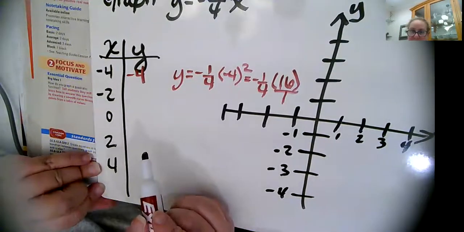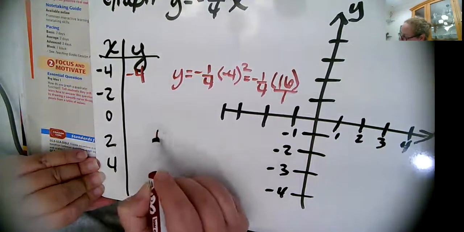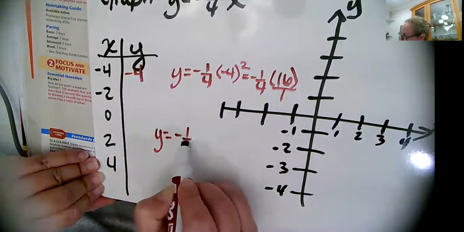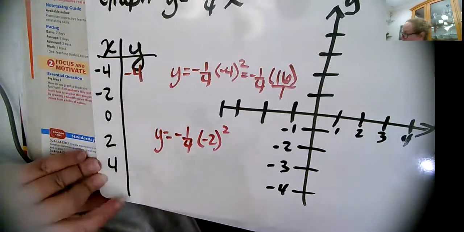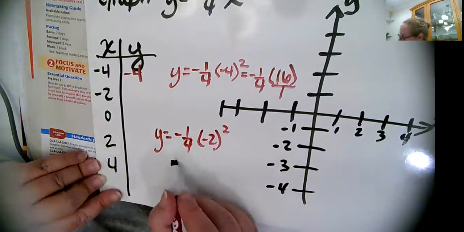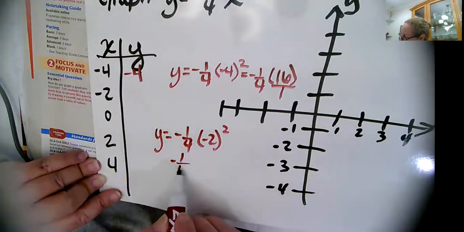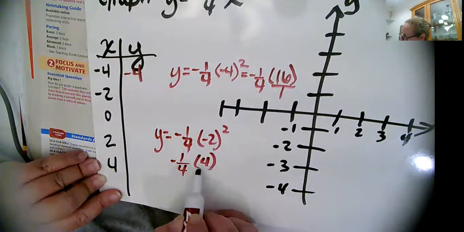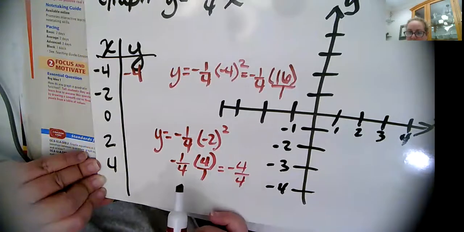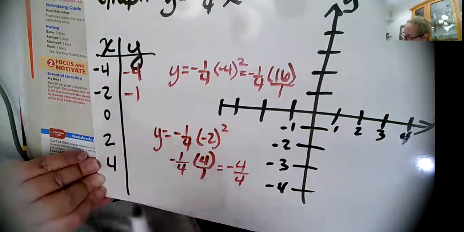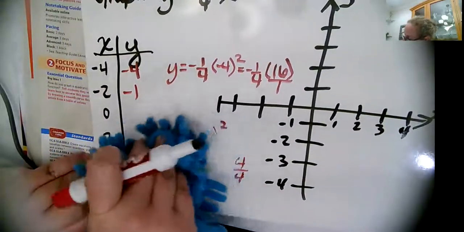Next value is negative 2, so we're going to plug it in there. Y equals negative 1/4, negative 2 squared. Well, negative 2 times negative 2 gives us a positive 4. So we have negative 1/4 times 4, multiply straight across, so we get negative 4 over 4, which is just negative 1.